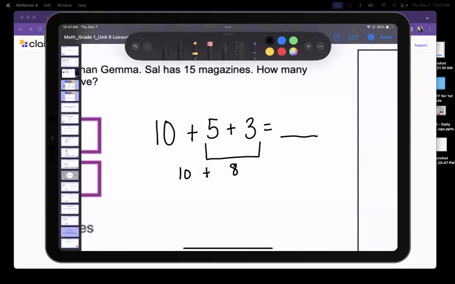I added the 5 and the 3 to make 8, and I added that to 10, and I got 18. That's how we figured this out. Oh, okay. So let's try one more. Let's try another one. Okay, ready?